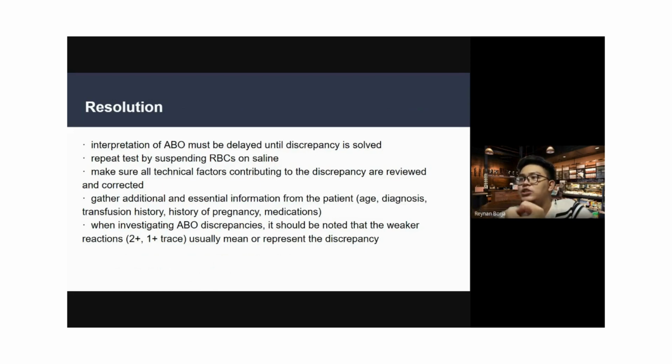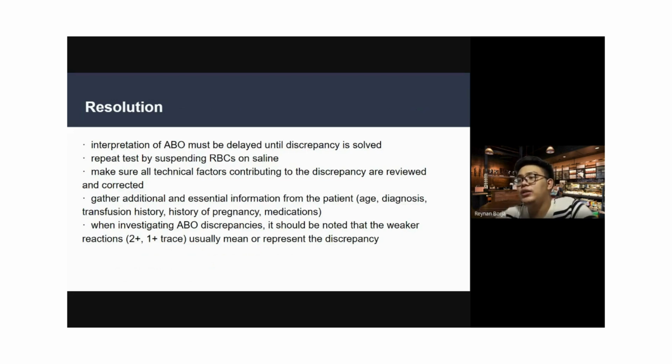For example, age. Pag elderly, possible mababa na yung reaction ng antibodies. Diagnosis. What if may problema siya sa tiyan and nagkaroon ng acquired B phenomenon? Transfusion history. What if na-transfuse siya ng ibang blood type na nag-cause ng ABO discrepancy during their blood typing? History of pregnancy. More than gravida 3, ibig sabihin, more than 3 na siyang nabuntis or nanganak.